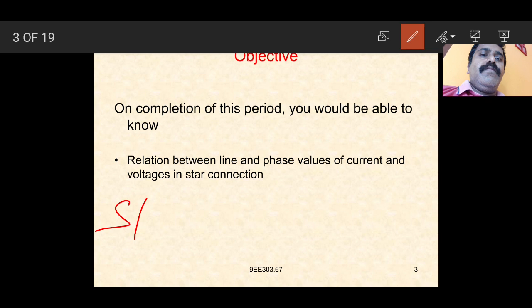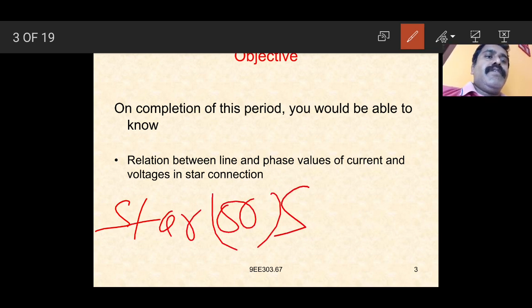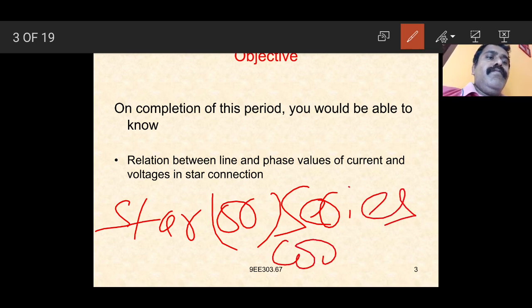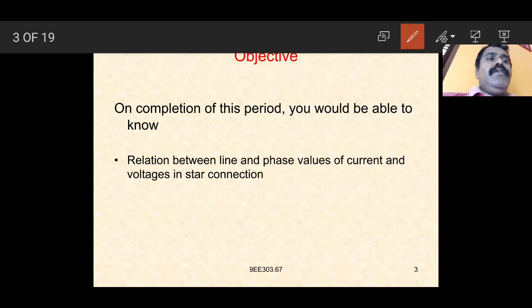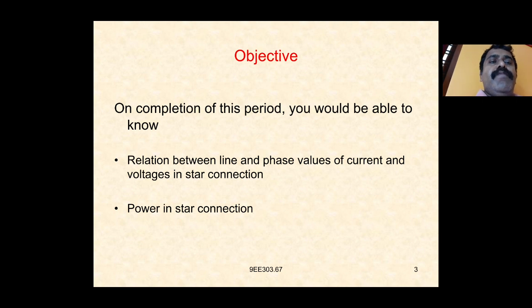Star connection, or the series connection. So we can find the relation between the line and the phase values of the currents and the voltages in the star connection. Now, power in star connection.